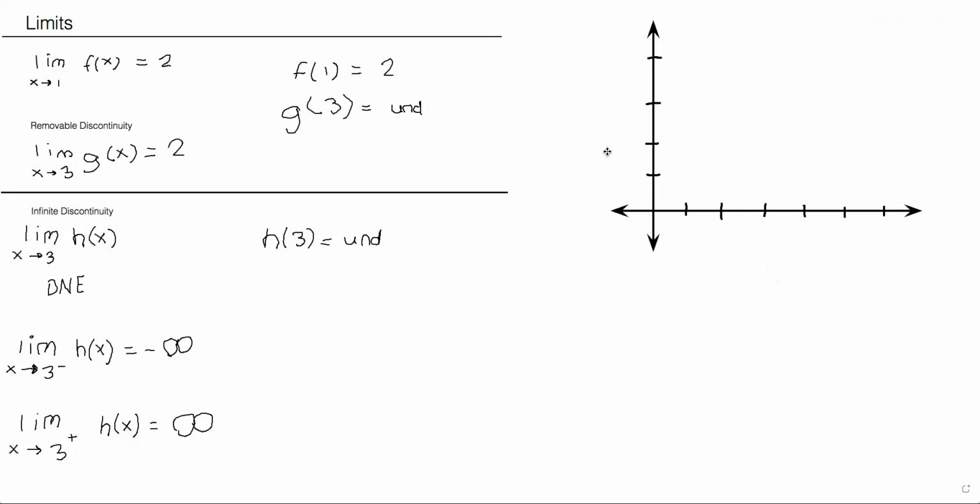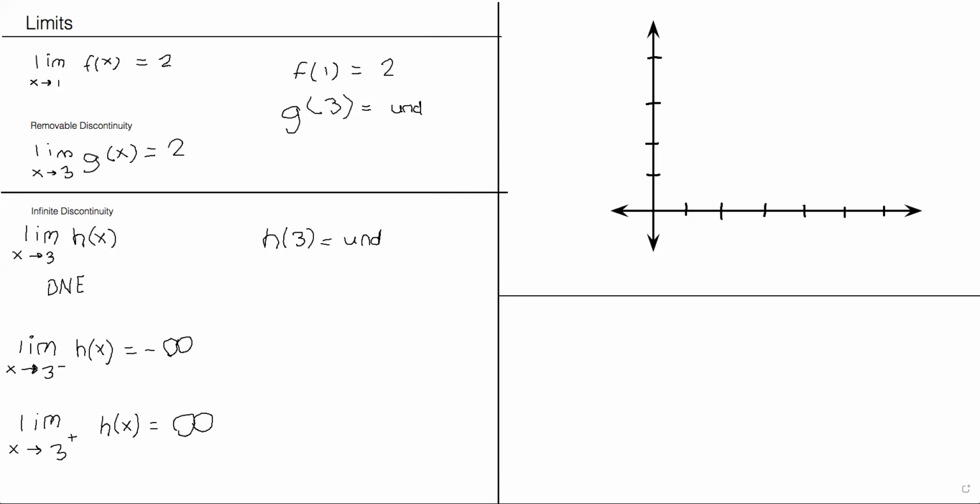And then there is one more type of discontinuity I want to talk about today. This would be something called jump discontinuity. So we want to create a function that would best exhibit this type of discontinuity. So this mainly applies to piecewise functions.